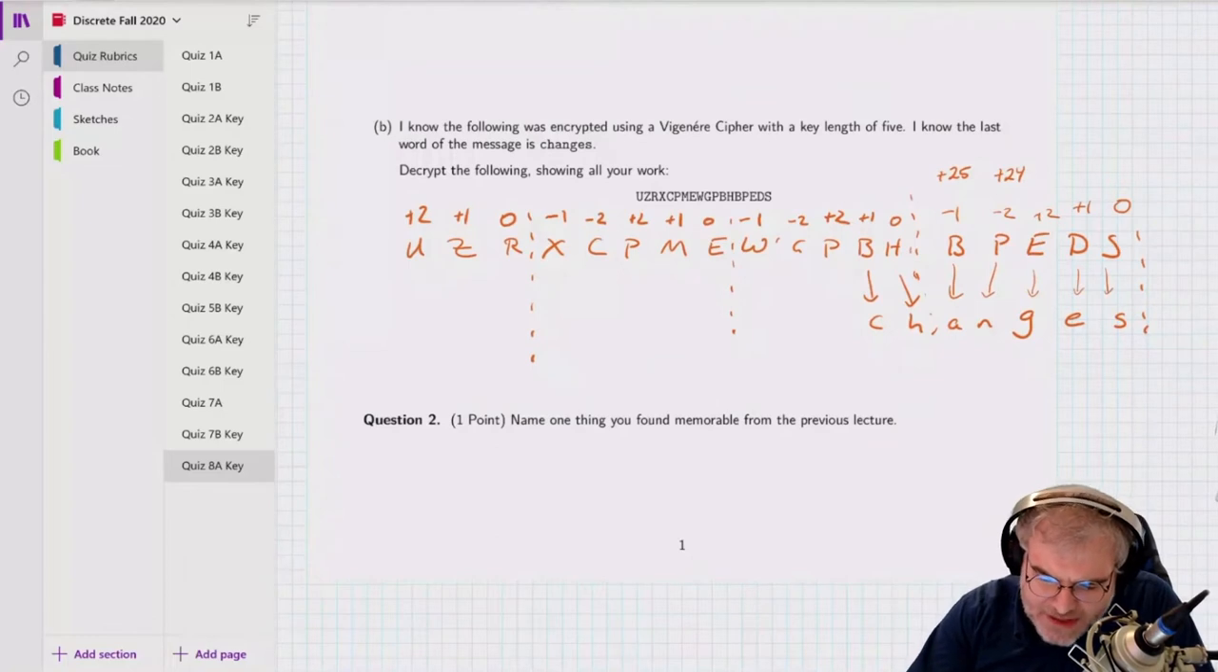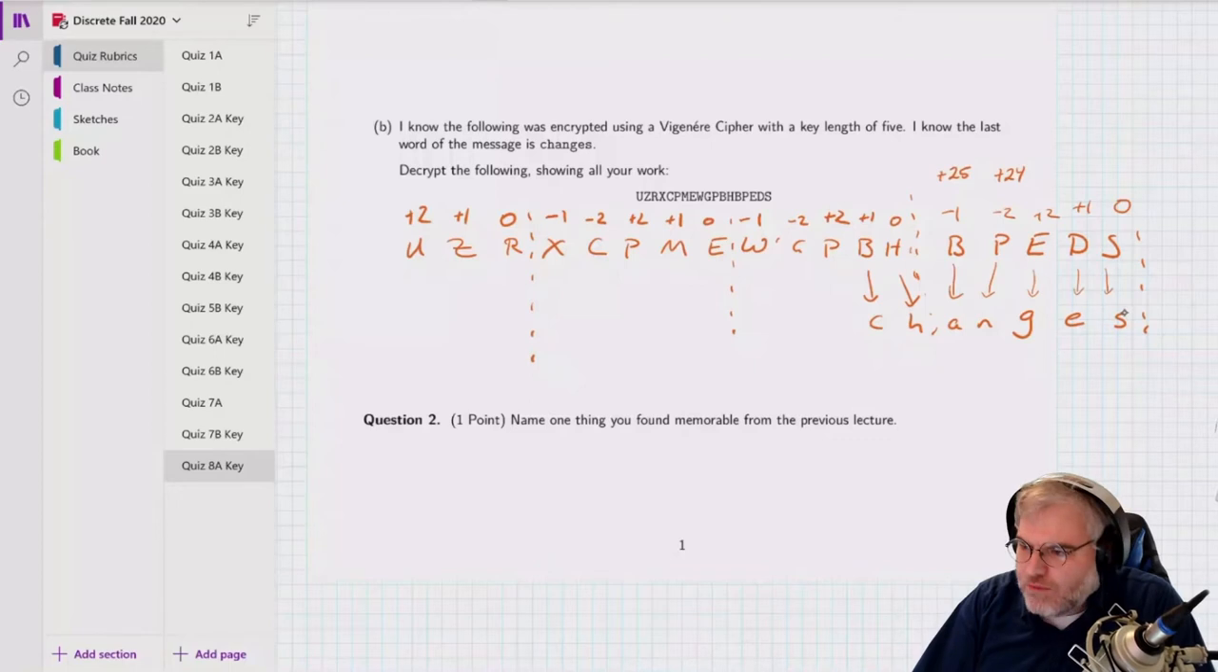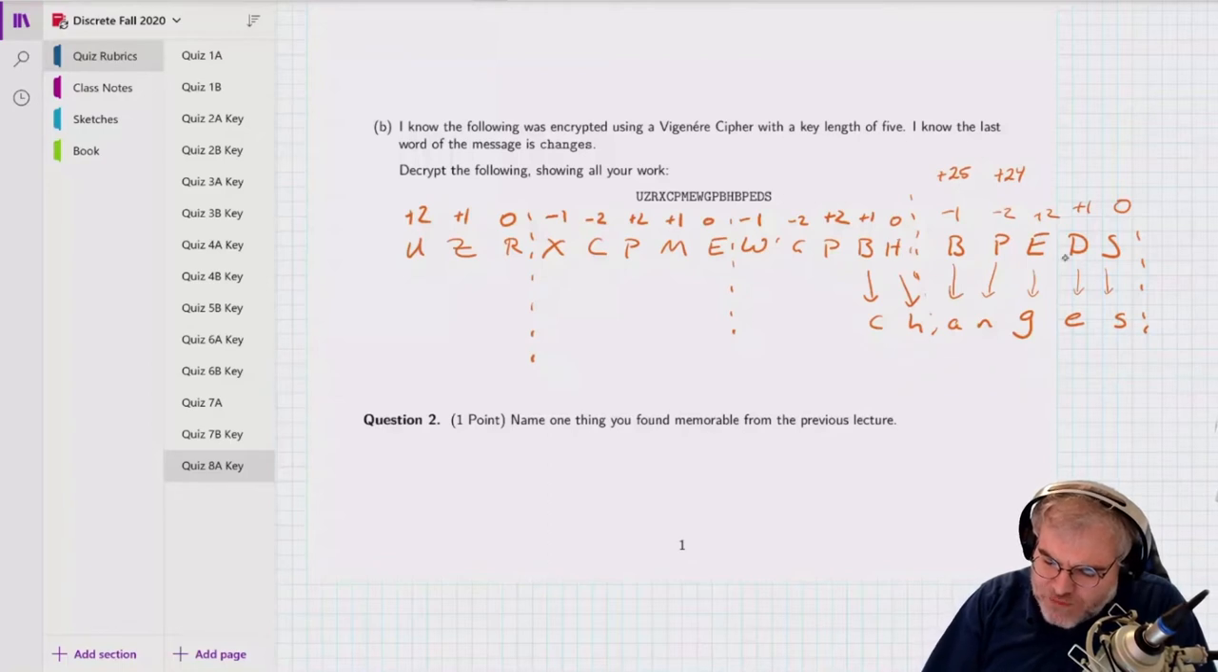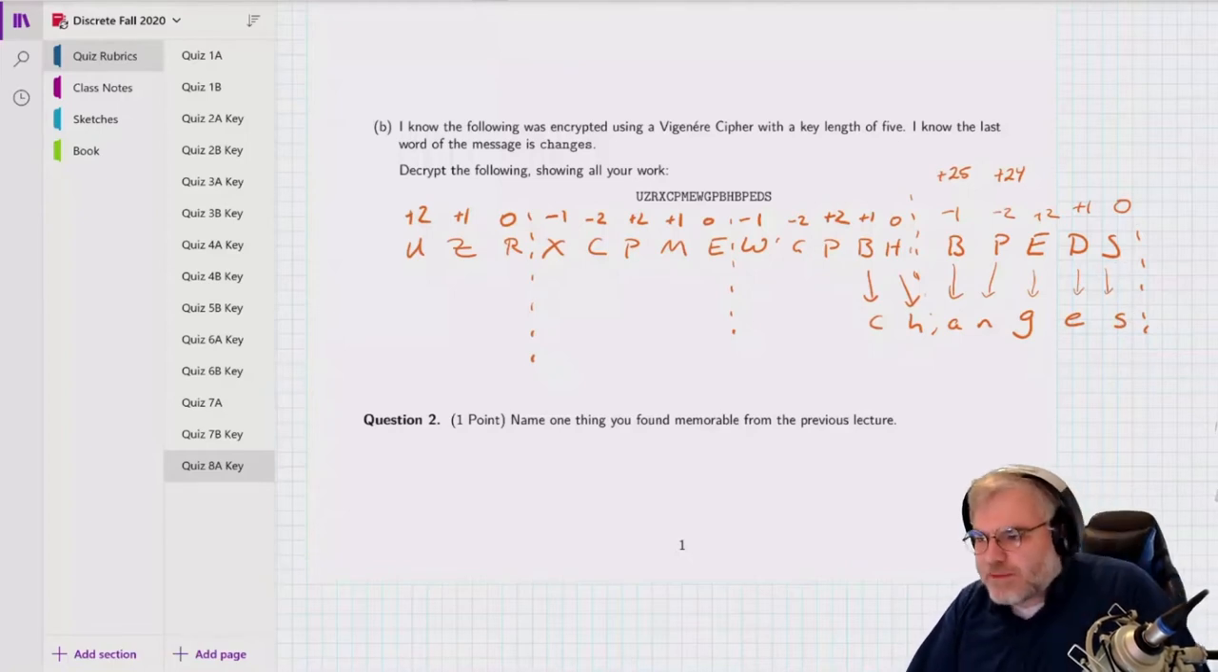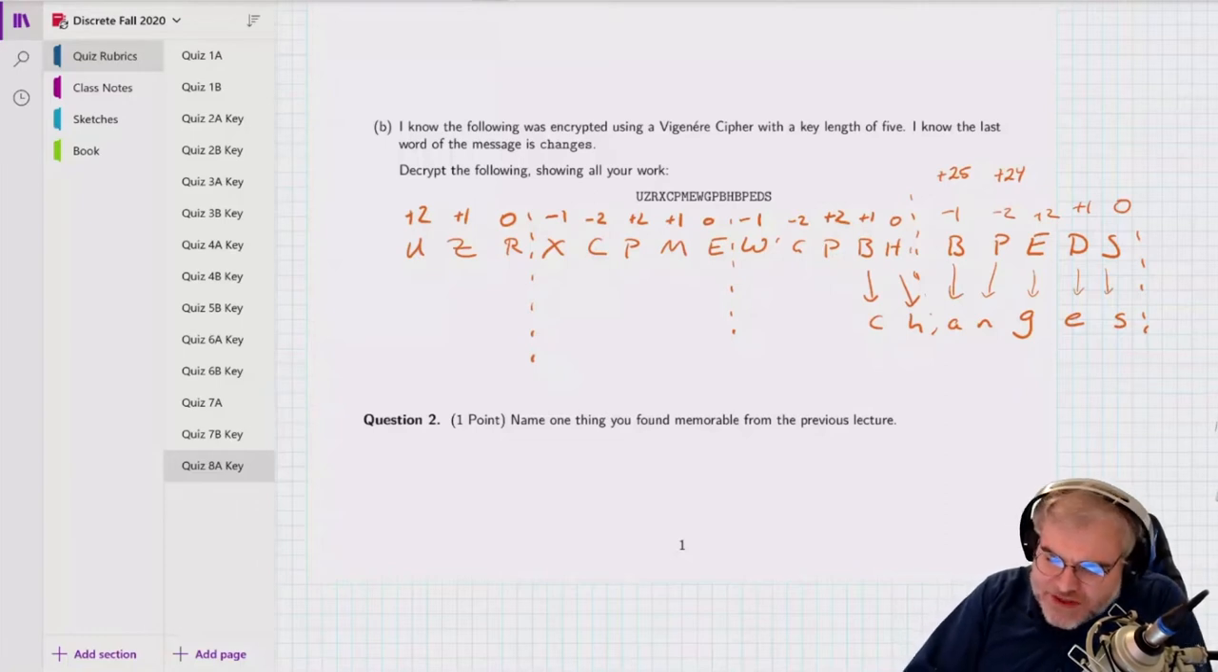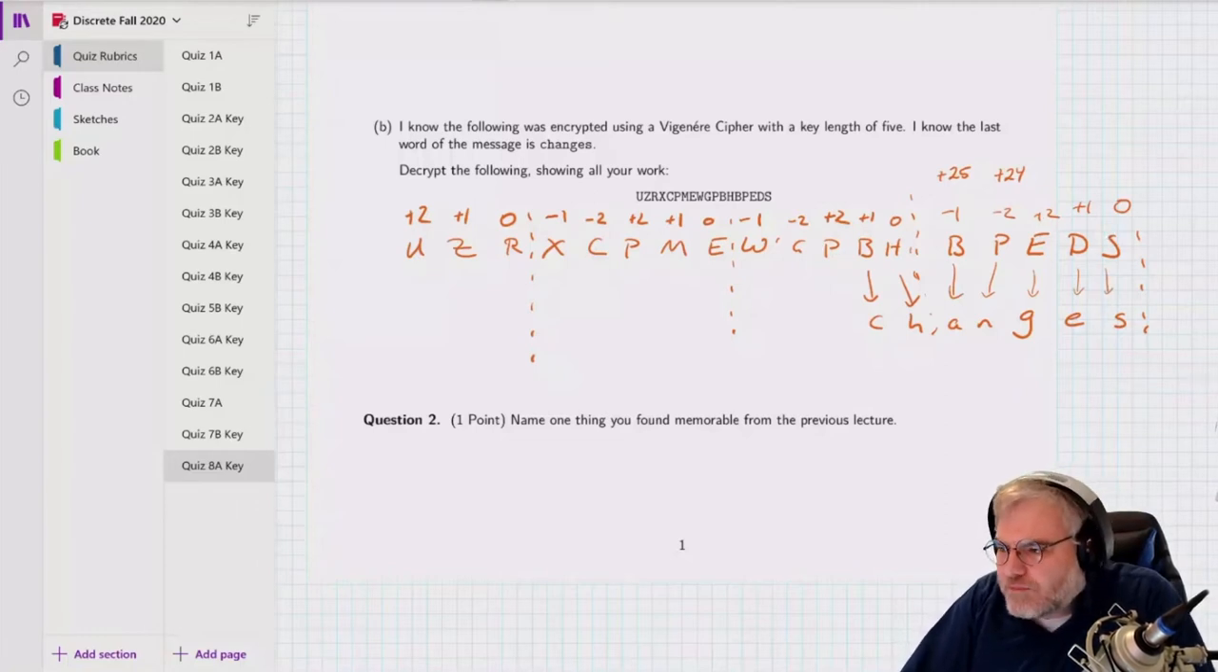All right, so here was the idea behind this one. I put down all of the characters. Then I go, okay, I know I put down my crib at the end. My crib is the fact that I know the last word of this was "changes." So I put down my crib at the end, and using the crib, I get the key. It doesn't have to be the perfect key, right? The key was not there. I just have to know where to move everything.